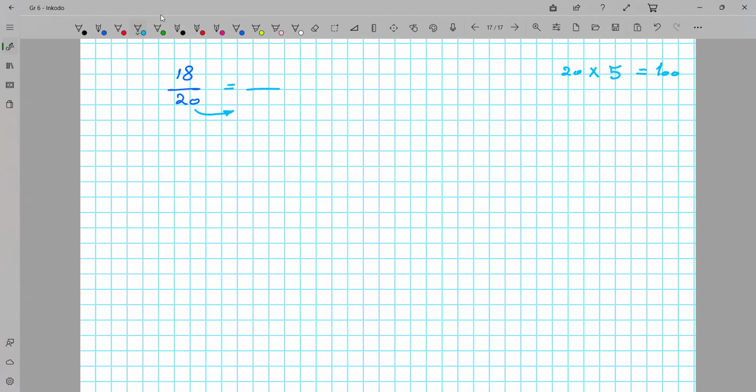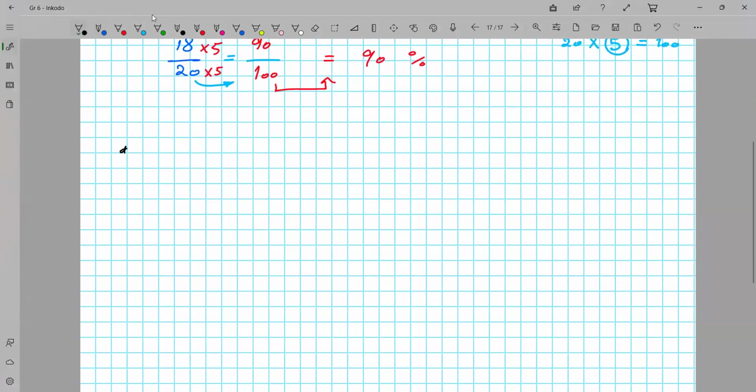Just multiply it by 5. 20 multiplied by 5 equals 100. So for the fraction, I multiply by 5 up and down to get 100 in the denominator. And the 18 multiplied by 5 equals 90. So now I have 90 over 100, which has a different form, that is 90%.